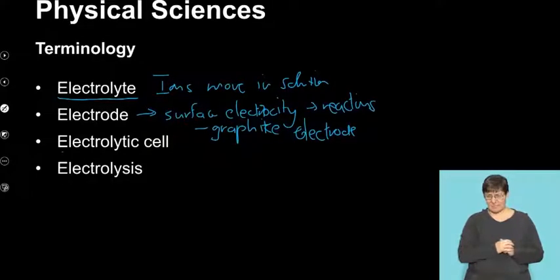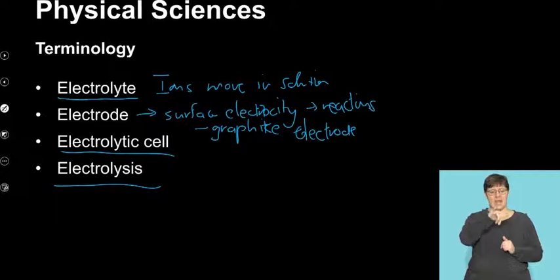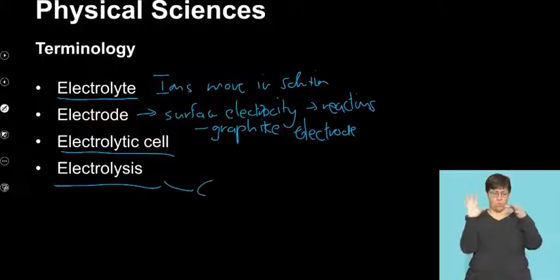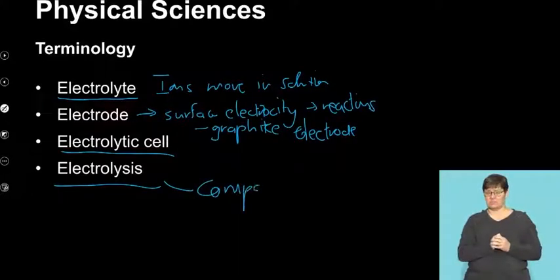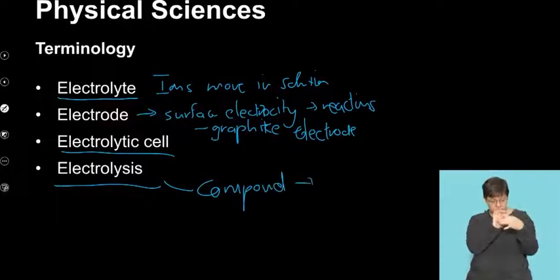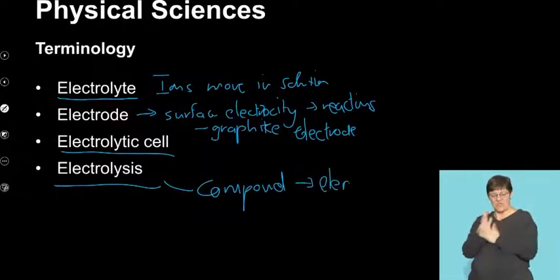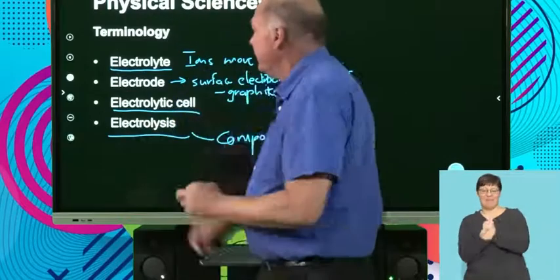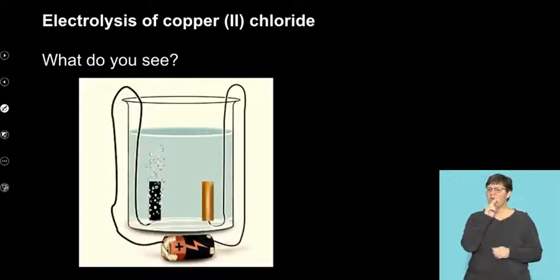So the electrolytic cell is where electrolysis takes place. And electrolysis is really an important historical chemical reaction because it was used to take compounds, and we could break them down into elements. It was really exciting, and it was one of the reasons why we know the chemical formula of certain substances. So let's look at the process in a little bit more detail.